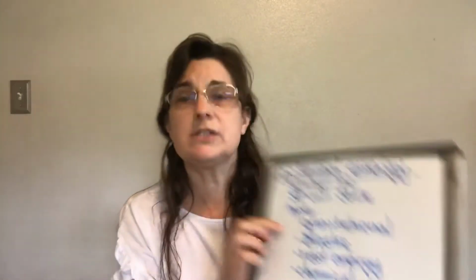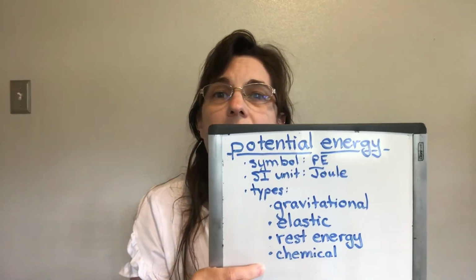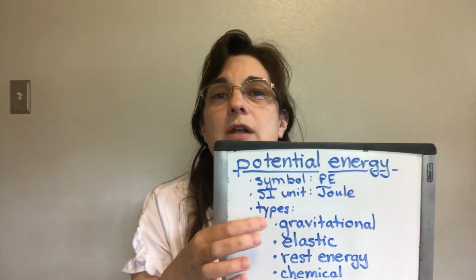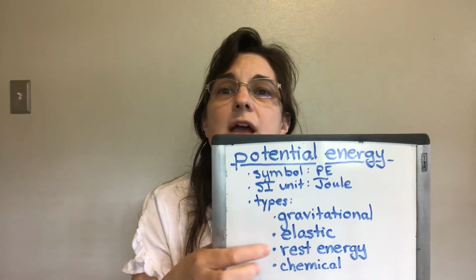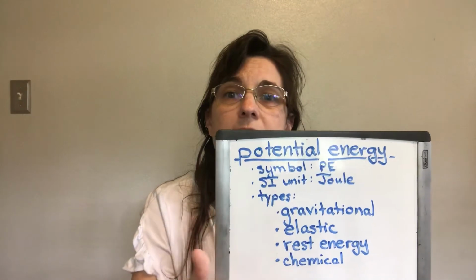And then we're going to talk about these specific types of potential energy. And don't worry, we're only going to do a formula. We're only going to solve math problems with a formula for gravitational potential energy. I will give you the formula for rest energy, but we'll just talk about theory for the bottom three. So let's start talking about gravitational potential energy.